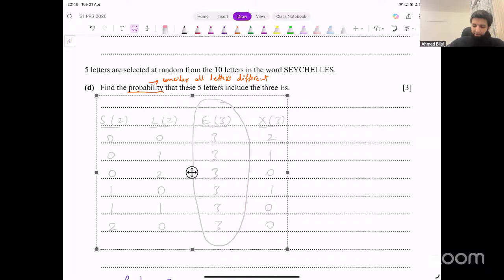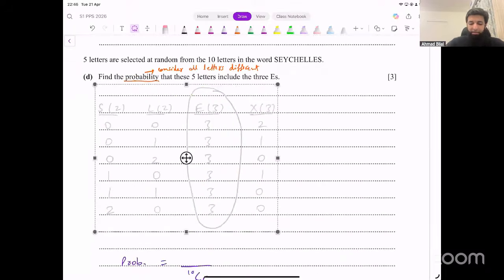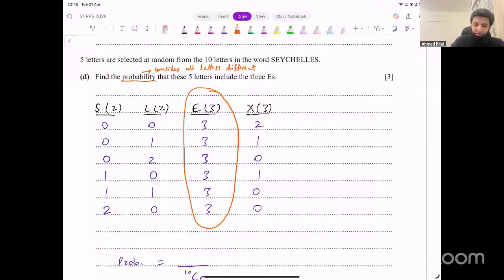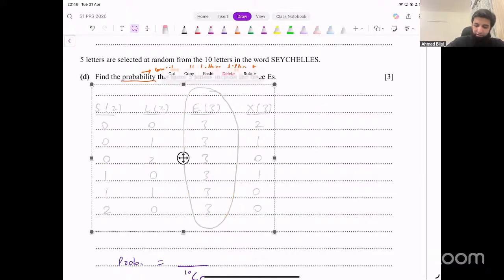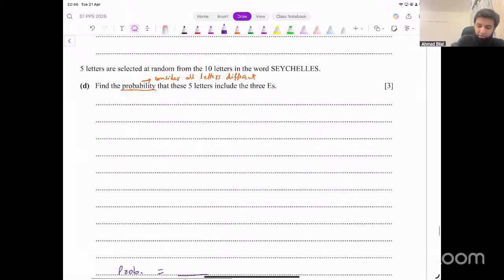We could do it directly as well. If they had asked us for number of selections, in that case, we would not be considering the repeated letters different. We would have to make cases for that. But in this case, since the remaining letters are all different, we could say from the remaining 7 letters, just select 2. So that will be 7C2.